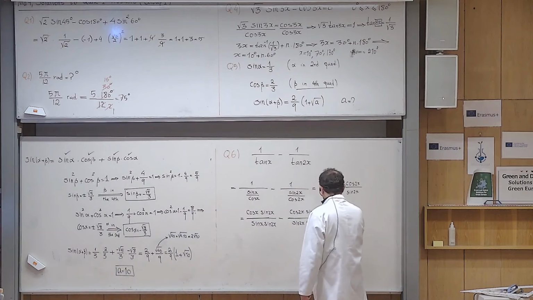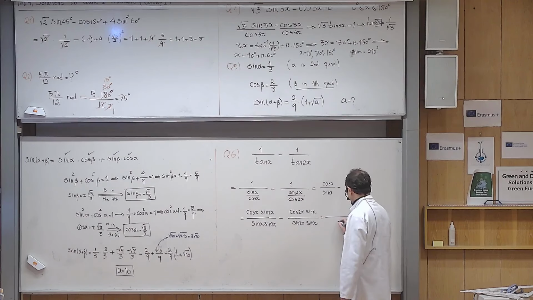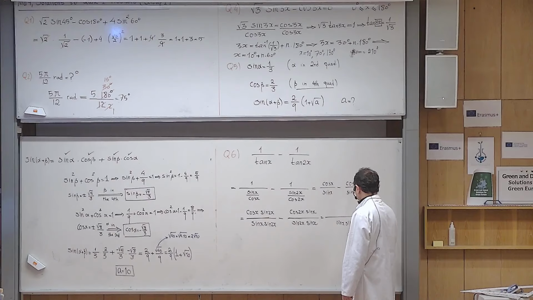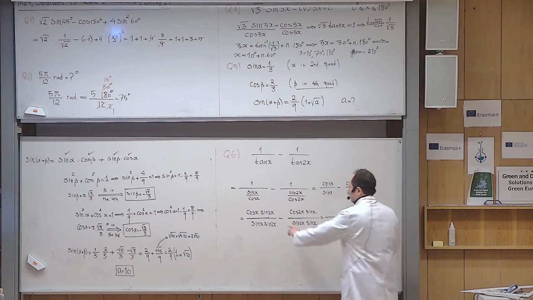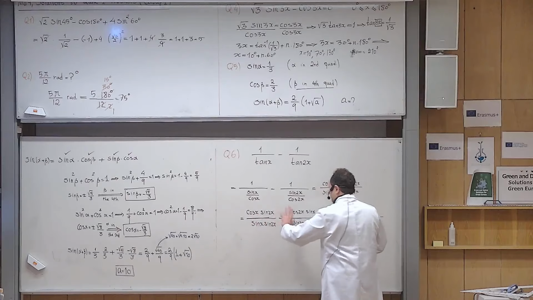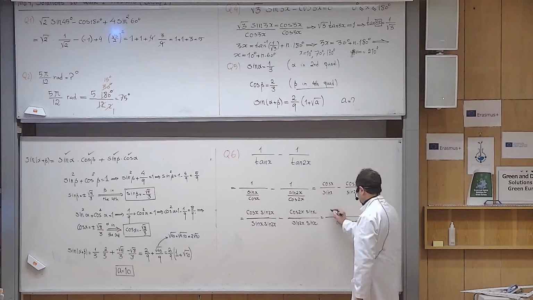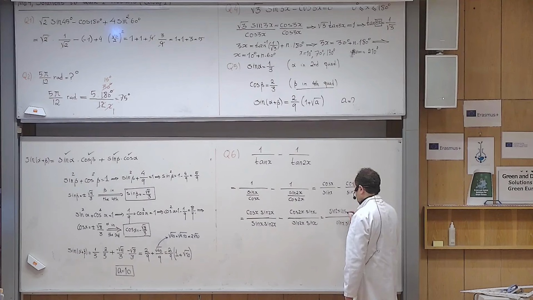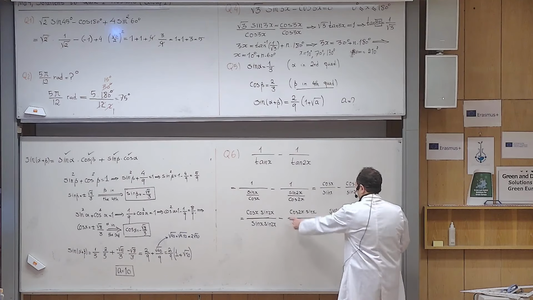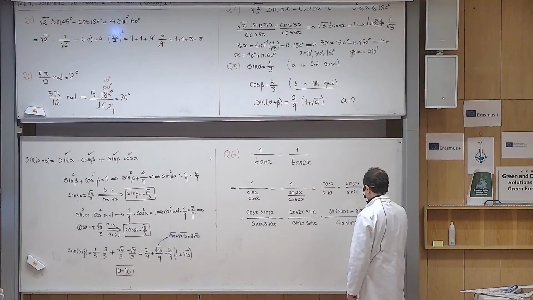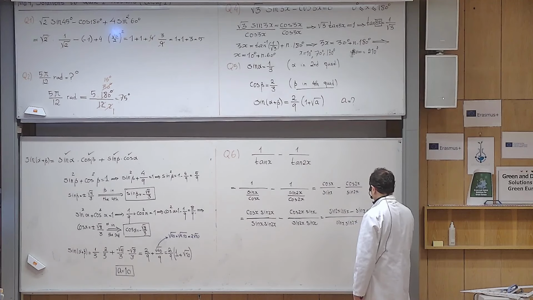So I write the denominator. So what happens? It becomes sine x, sine 2x. And in the numerator, if you don't mind, let me write them in order. Of course, at this stage, you might not understand what the order is, but you will, okay? So I write sine 2x first, cosine x second, minus sine x first, cosine 2x second.